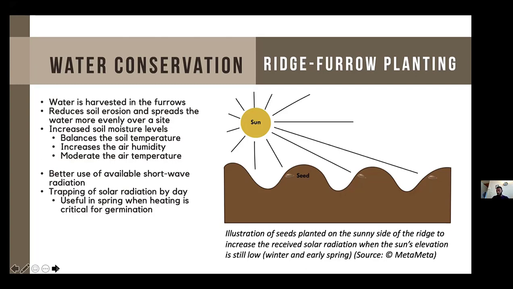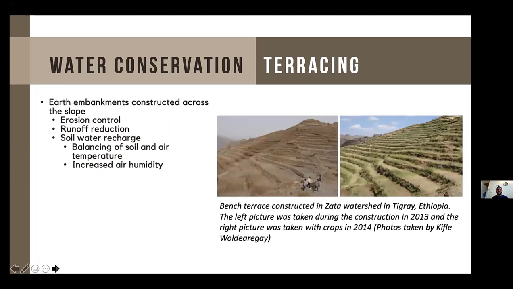And next one, now this is one of the most significant shifts in the geometry of the land. So terraces are earth embankments, channels, or combinations constructed across the slope at suitable spacing and acceptable grades. By reducing the steepness, terracing can help erosion control, runoff reduction, and soil water recharge. This runoff reduction and soil water recharge increases the soil moisture levels of a site, and by increasing the soil moisture, the soil and the air temperature get more balanced with that buffering capacity, and air humidity increases.